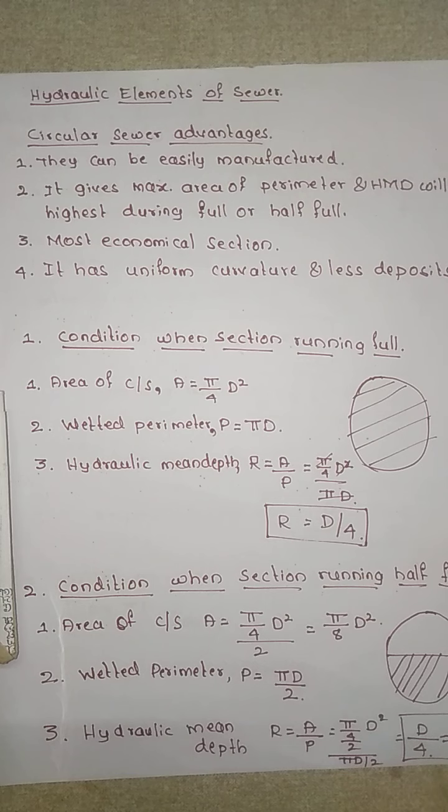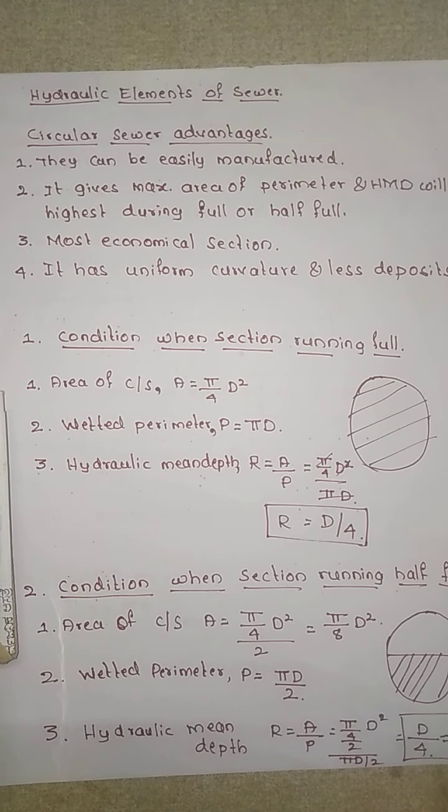Now we will see the conditions which will help you to solve the problems. In this unit, they will ask you to design the circular sewer. They will give you quantities like the diameter and the slope. They may ask you to determine the velocity, the diameter, the perimeter, or the discharge. All these things they may ask you in these problems.